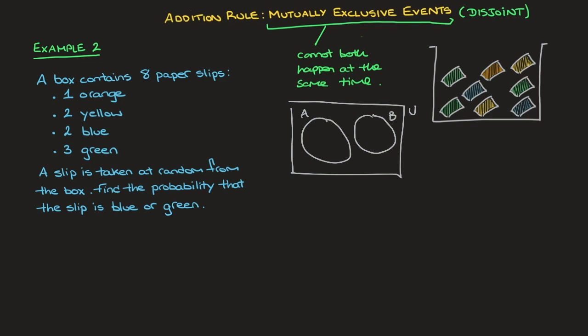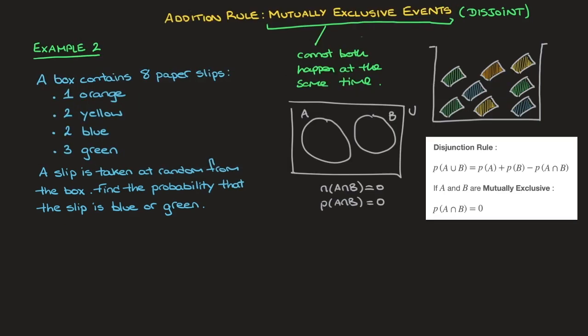And consequently, there are no elements inside the intersection of A and B. The probability of A and B occurring is therefore equal to 0. And this will always be true when dealing with mutually exclusive events. And so for mutually exclusive events, the disjunction rule simplifies quite a bit.